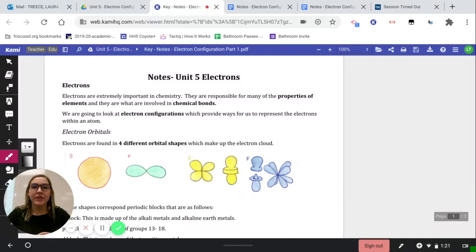Hi guys, in this video we are going to do the beginning part of electron configurations. So you're definitely going to for sure need a periodic table for this, and that's really it. Let's get started.